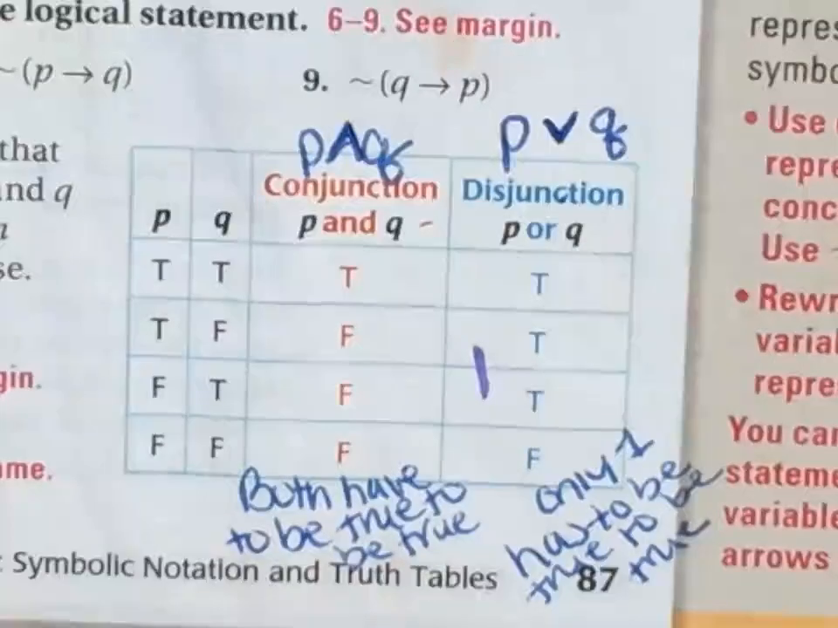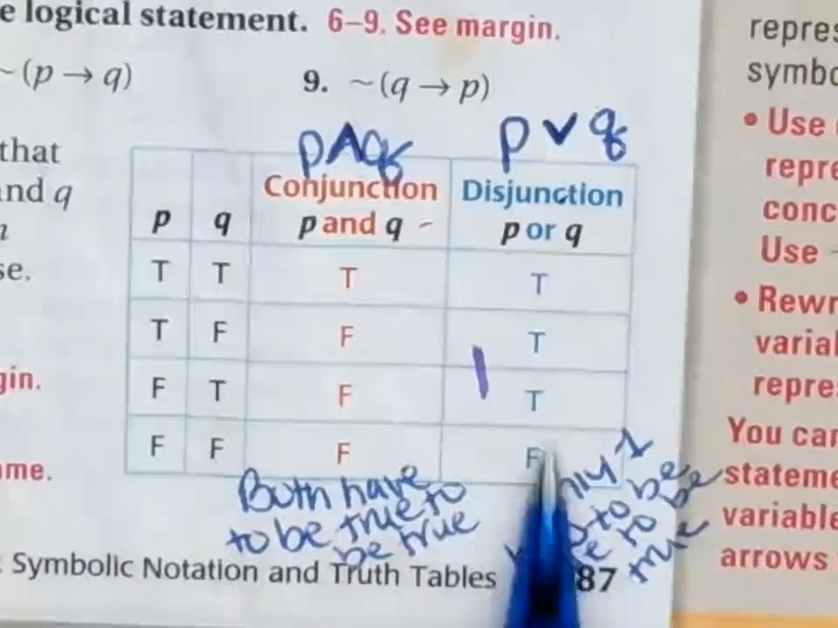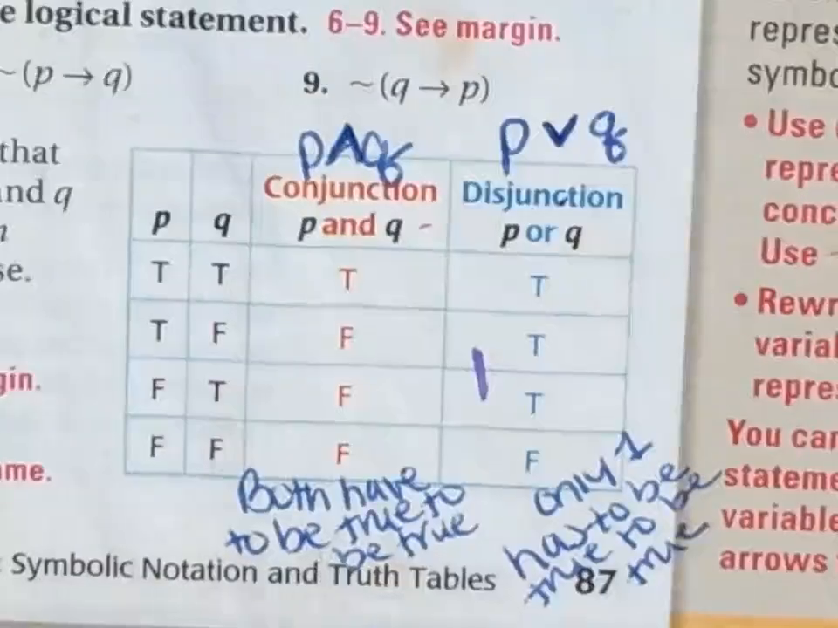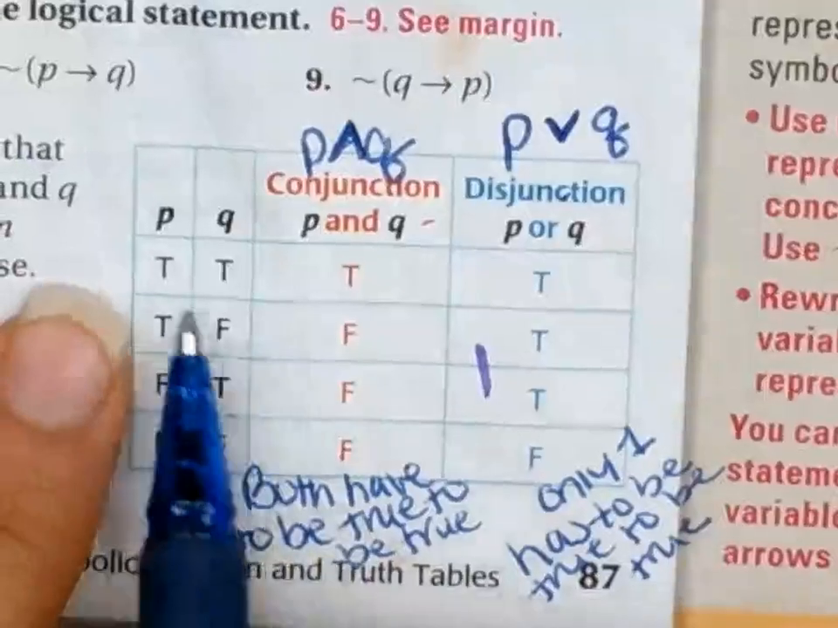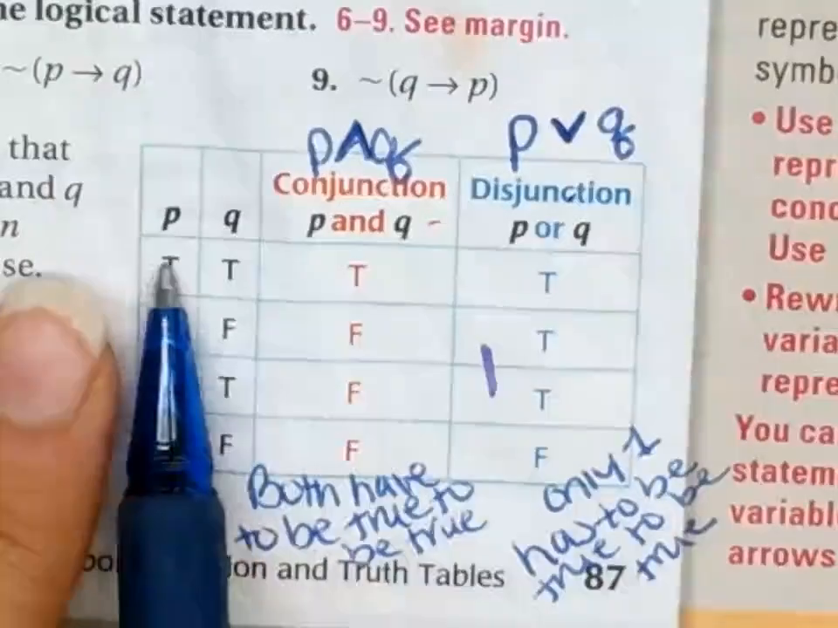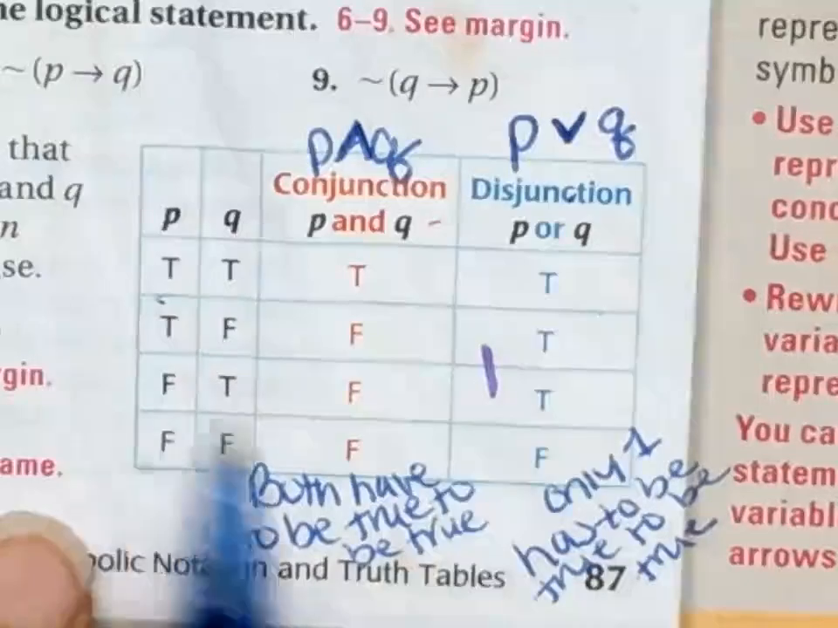Here's a better example. I would be happy if we went to the movies or dinner, or the movies or bowling. So if we go to the movies, I'm happy. If we go bowling, I'm happy. One or the other makes me happy. So with or, either needs to be true. If there's at least one true, it's true. With your and, both have to be true. So with the and, if both are true, it's true. Everything else is false. With the or, only one needs to be true. So true, true, true, false.